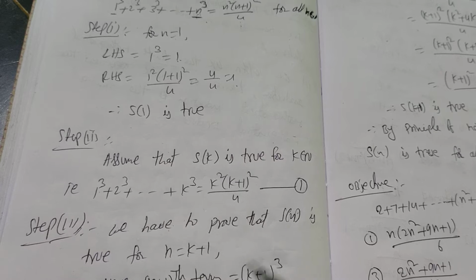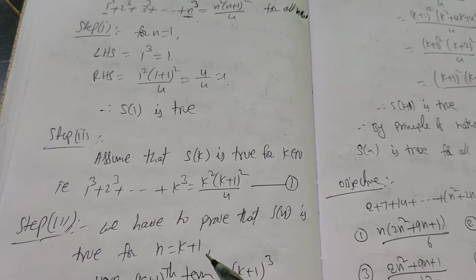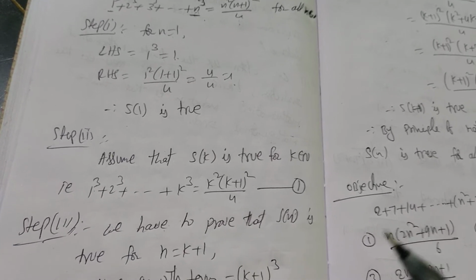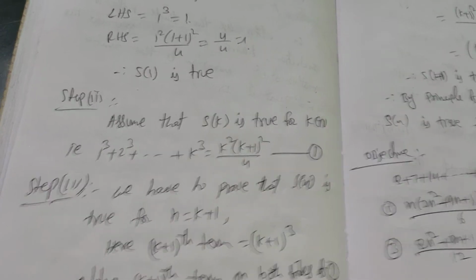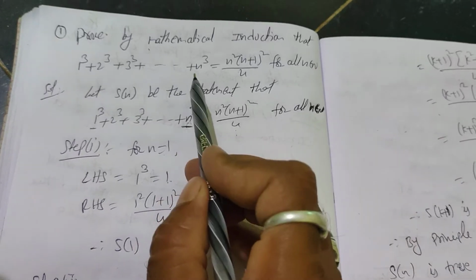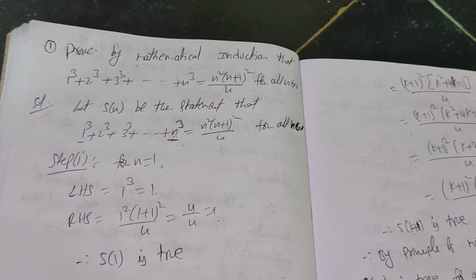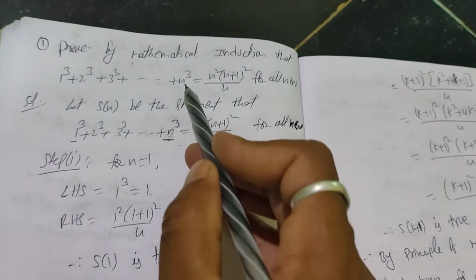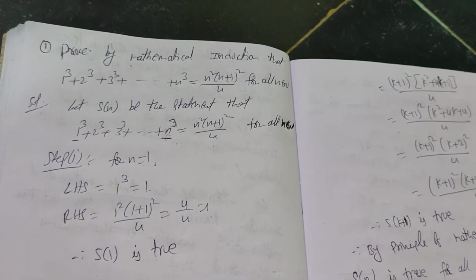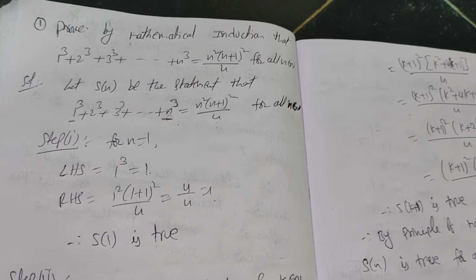So now step 3. What do we have to prove? We have to prove that S of n is true for n is equal to k plus 1. That means we have to prove for S of k plus 1. Okay. So S of k plus 1, how will it be? 1 cube plus 2 cube plus 3 cube plus up to k cube plus the k plus 1th term we have to add. What is the k plus 1th term? Here we already know the kth term. In the nth term, in the place of n, if you substitute n is equal to k plus 1, that is the k plus 1th term.